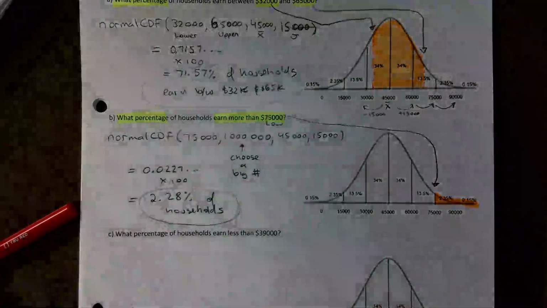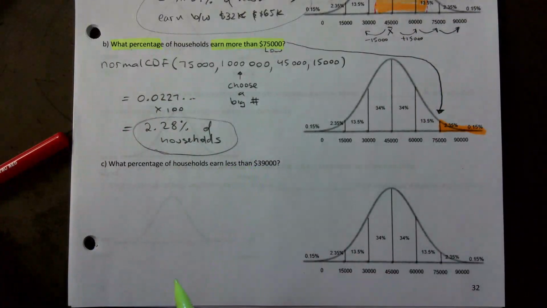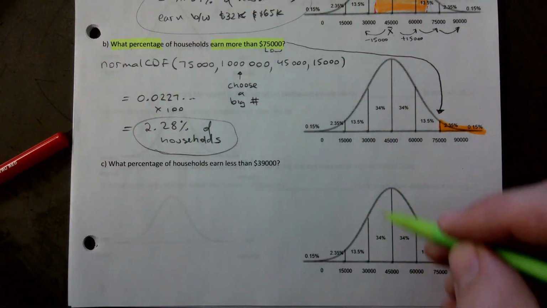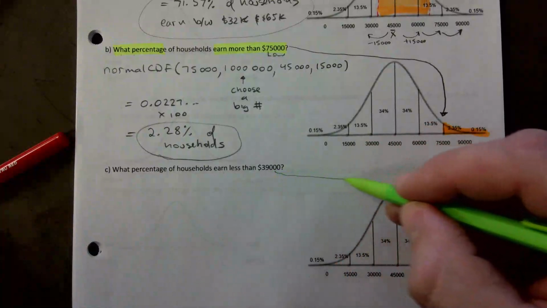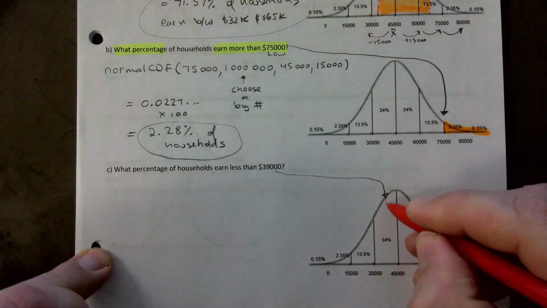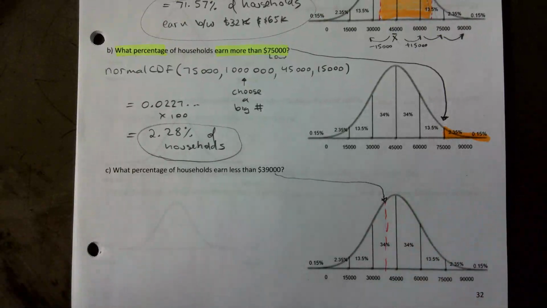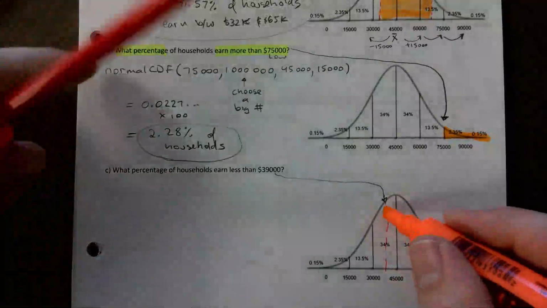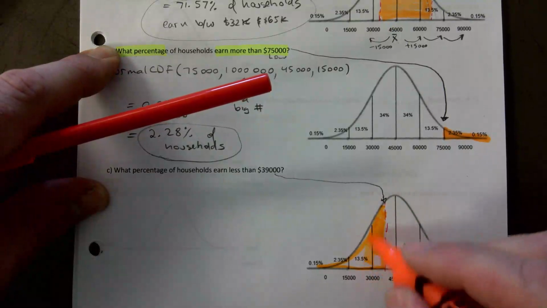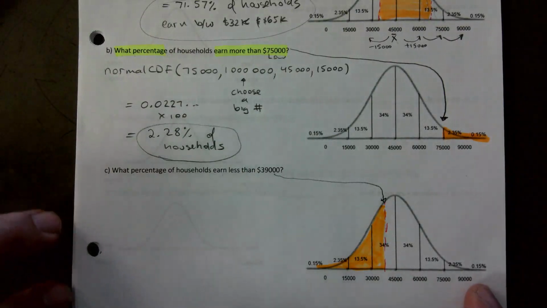Okay. Let's keep going. What percentage of households earn less than 39,000? So you find 39,000. Whereabouts would that be? About right here. So you can make a dashed line. You want all the households, percentage-wise, that are earning less than 39,000.